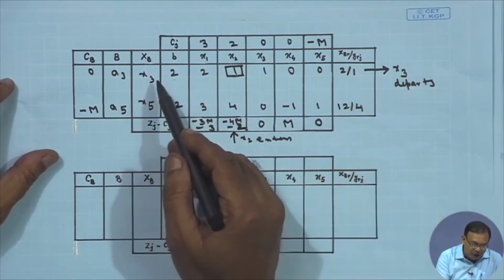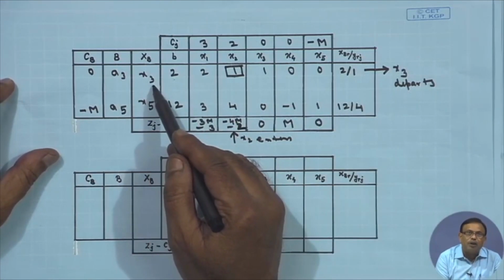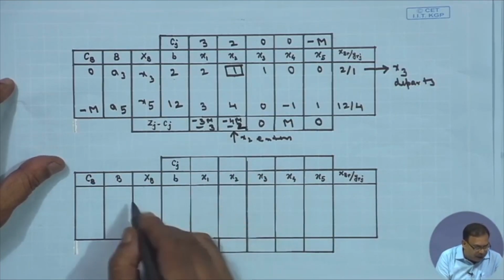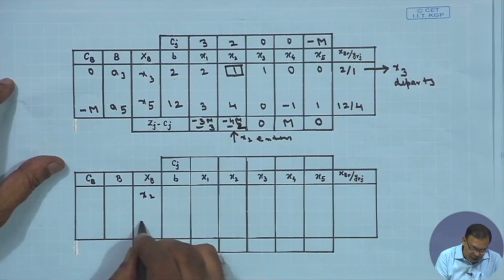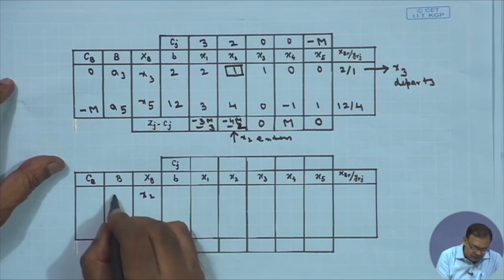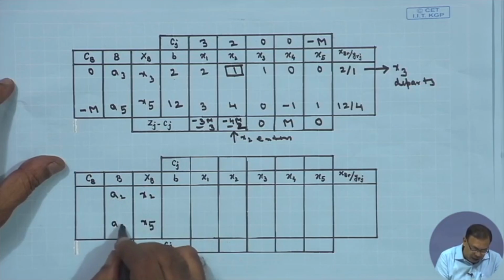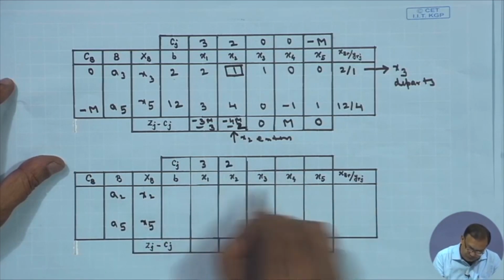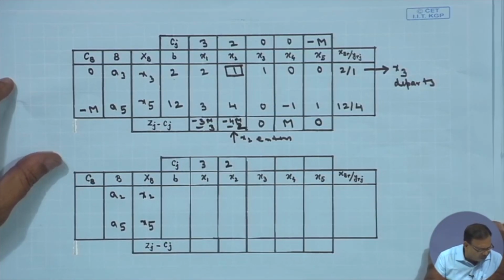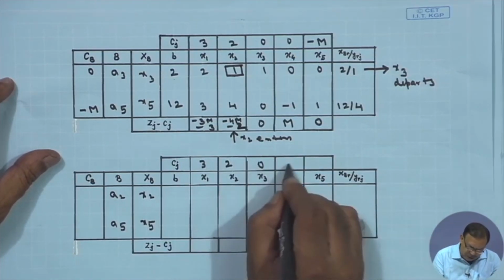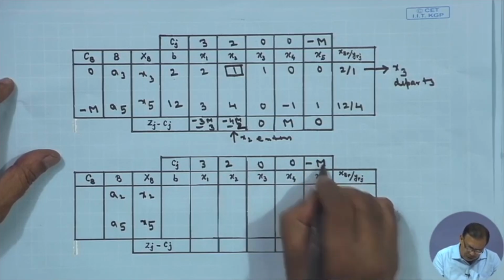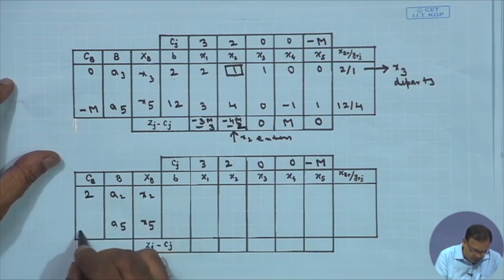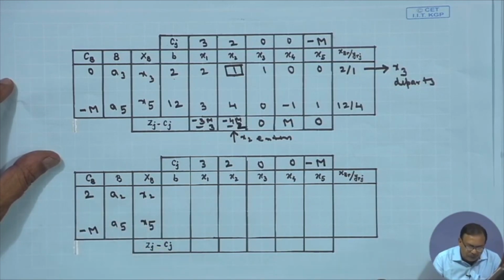So, in the next table x 3 will be replaced by x 2. In the x b column it will be x 2 and x 5, so here it will be a 2 and a 5. Here you have 3 2, 0 0 minus m, there is no change. For a 2 it is 2, so it will be 2 and minus m.